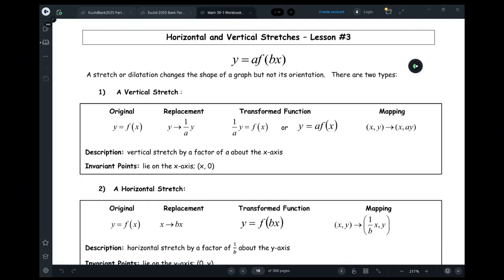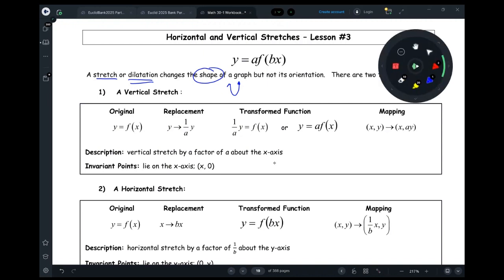Okay, everybody. So in this lesson, we're going to start talking about horizontal and vertical stretches of our functions. A stretch, or another word for it, a dilation, changes the shape of the graph, but not its orientation. When I say shape of the graph, I mean a parabola is still going to stay a parabola, but maybe it gets wider, or it gets narrower. So we're not changing what the function is, but we're changing the look of it a little bit.